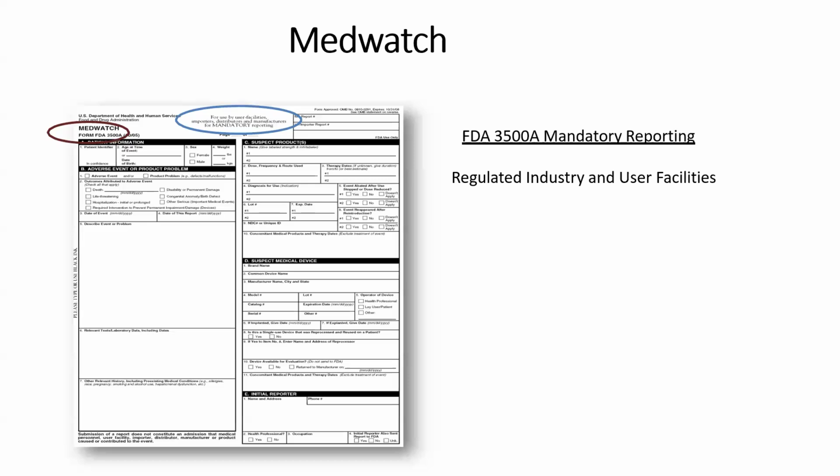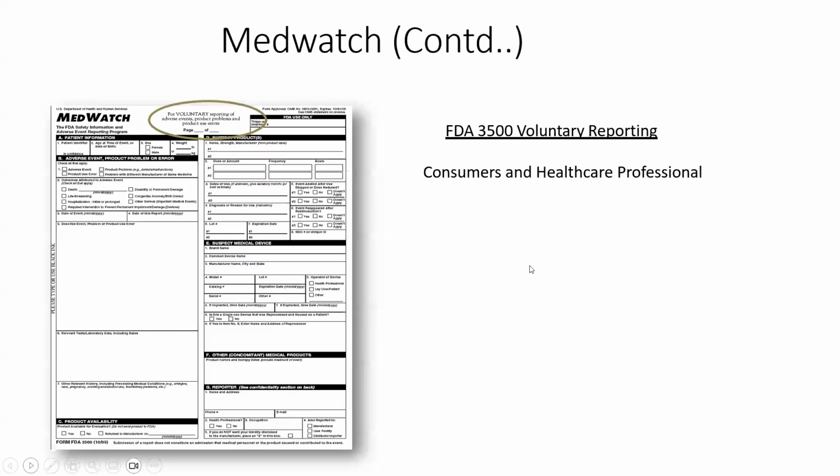Okay, this is the 3500A, and there's one more form, that is the 3500 only, and it is the voluntary reporting form, because it is written here also for voluntary reporting. Okay, and it is basically for consumers and healthcare professionals.